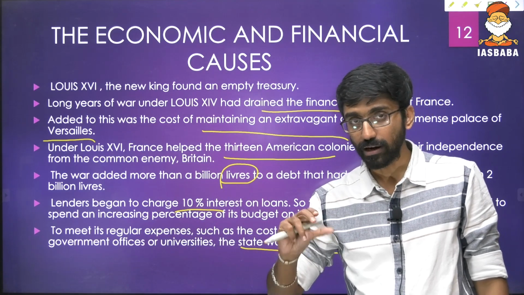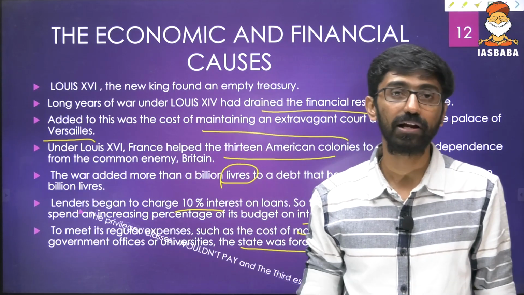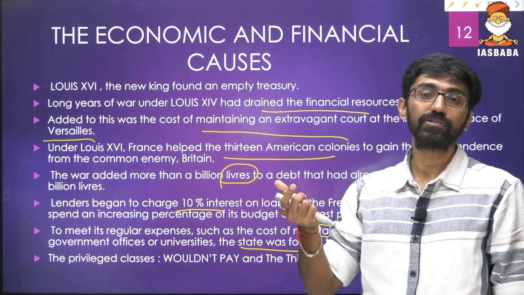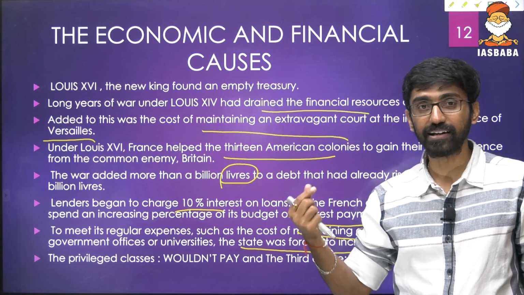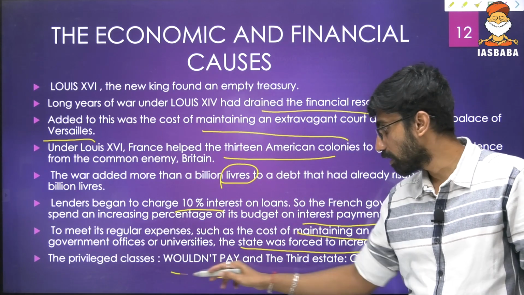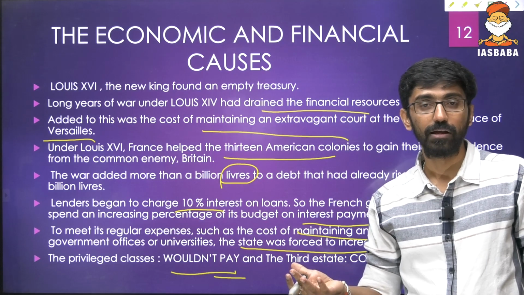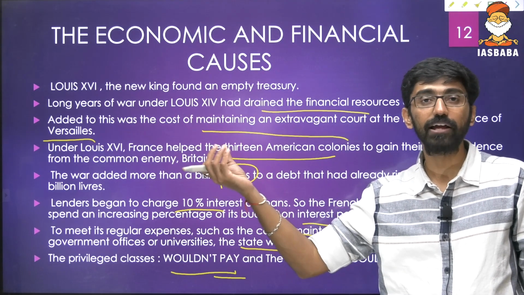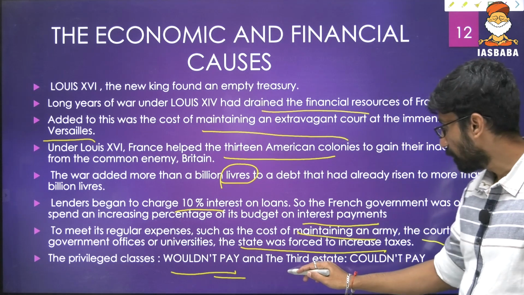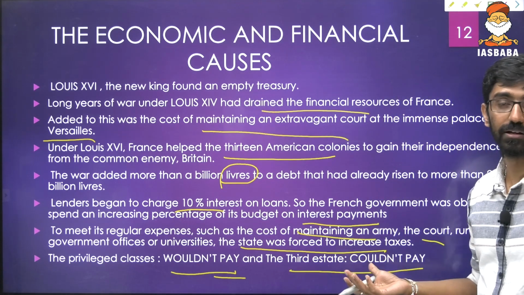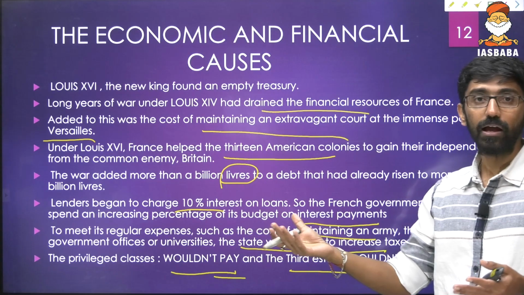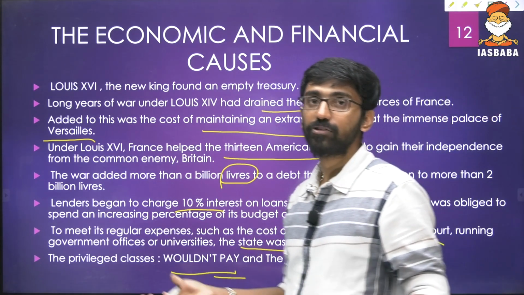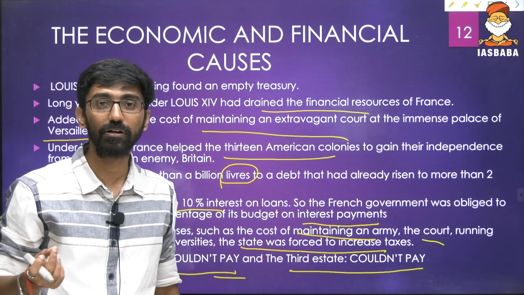Okay, so this is what these people wanted to challenge, this particular economic and financial condition. And on whom was this taxation increased? On common people. That is the third estate. The privileged section was not going to pay, they wouldn't pay. And given the kind of life the third estate were living, they were not in a position to pay the tax. They couldn't pay. The privileged section wouldn't pay, and the underprivileged section couldn't pay because they didn't have the money. So these were the economic and financial causes.